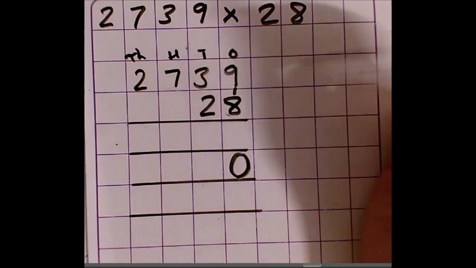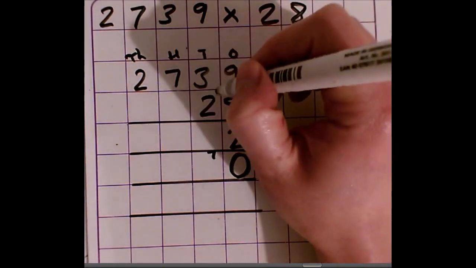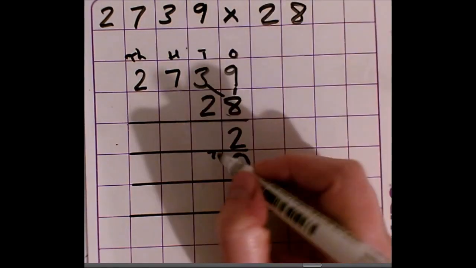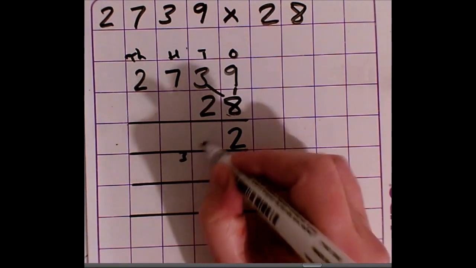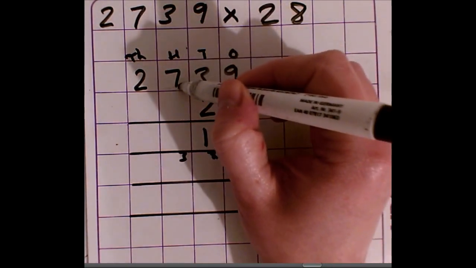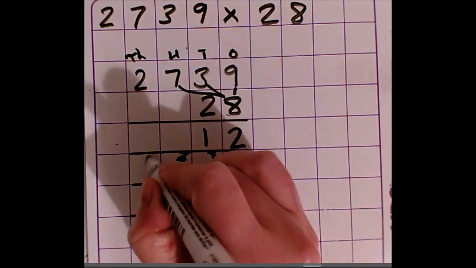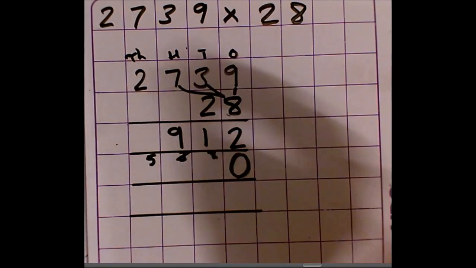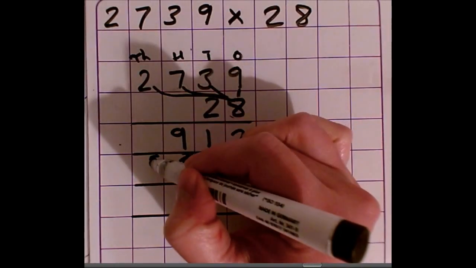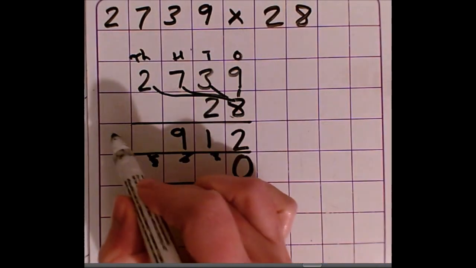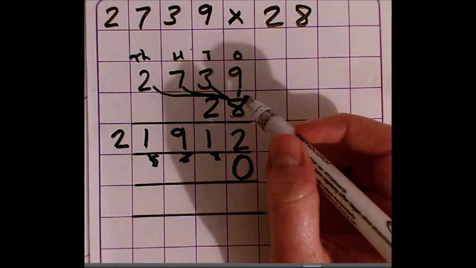So 8 times 9 is 72. 8 times 3 is 24, plus 7 is 31. 8 times 7 is 56. So carrying the 5, putting the 9. And 8 times 2 is 16. Add 5 is 21. Okay, and then on to the next column.